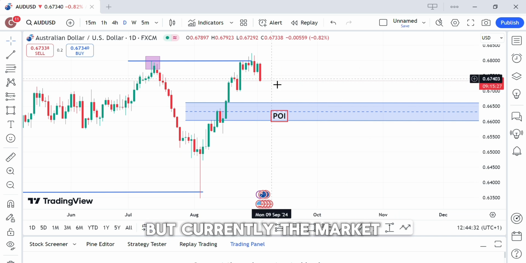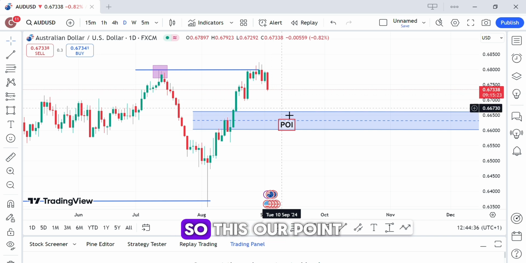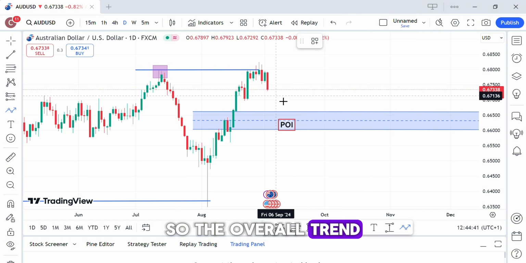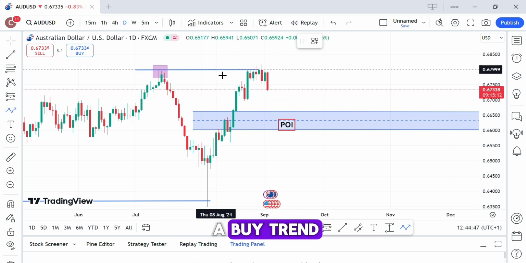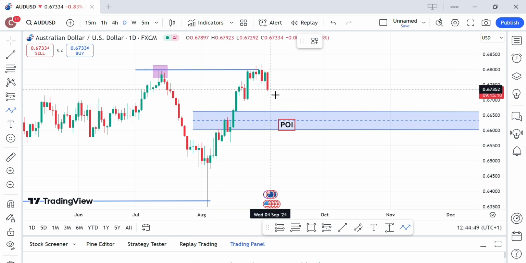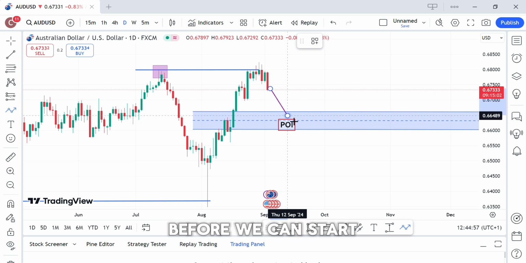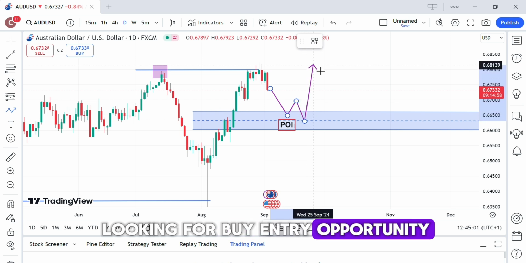But currently the market is selling. The market is likely to sell. So this is our point of interest. The overall trend is a buy trend, because of this change of character here and the sweep of liquidity. But currently we are going to wait for price to come down to our point of interest before we can start looking for buy entry opportunities.